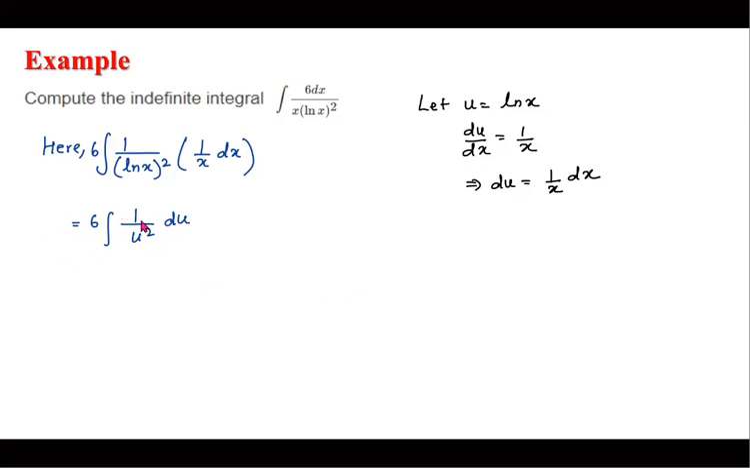Now we can integrate this using the power rule. Integrating using the power rule, we get negative 6 over u plus c. This is my answer, but not the final answer because it is in terms of u, but our question is in terms of x. So I need to resubstitute the value of u, which is natural log x. So this will be equal to negative 6 over natural log x plus c. That is my final answer. So this is how you can use U-substitution to evaluate indefinite and also definite integrals.